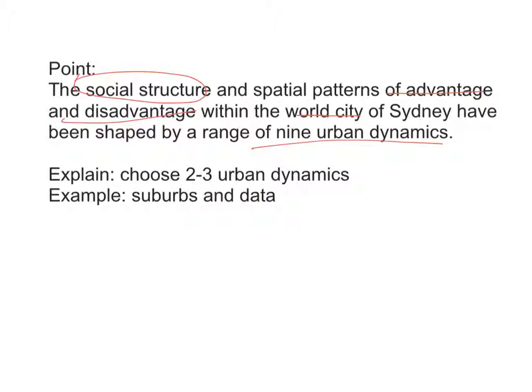I haven't gone in and actually mentioned all 9 urban dynamics. In my explanation, I would probably choose 2 to 3 dynamics, and here's a really important thing. In your example in this section, you need both suburbs as examples and data. Not just one or the other. If you only use one or the other, you're really leaving yourself a little bit exposed there. So try and have both suburbs within the large city and some data that can back that up. And when I talk about data, maybe ABS data or the social atlas data would be 2 good sources.